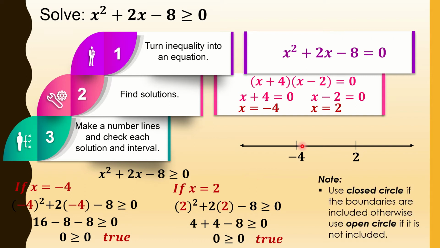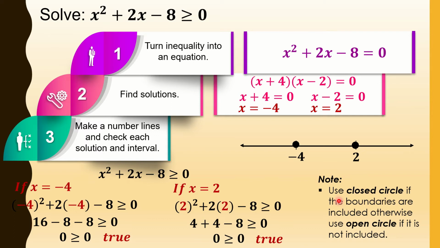So take note of this. We will use closed circle if the boundaries are included. Otherwise, use open circle if it is not included. What do you mean by included? When you say included, meaning the solution is true to our quadratic inequality. So for our solution here, we found out that the solutions are true. So meaning I'll be using the closed circle.